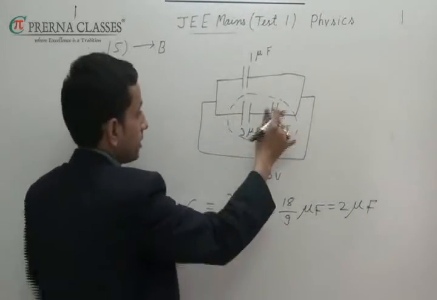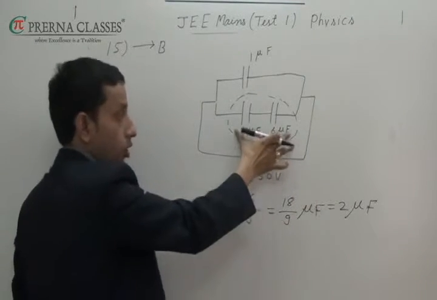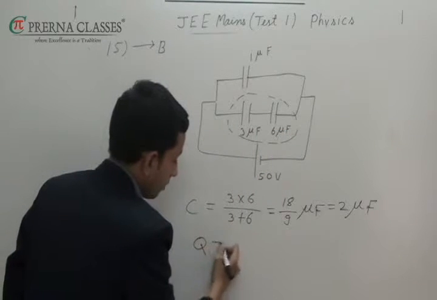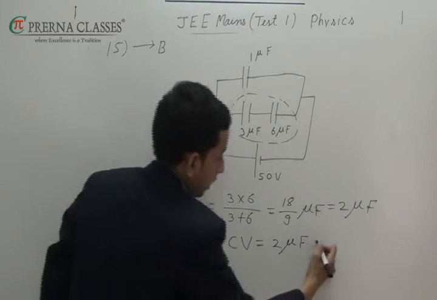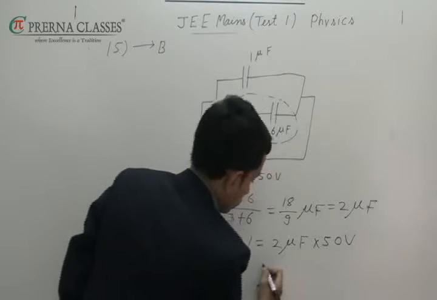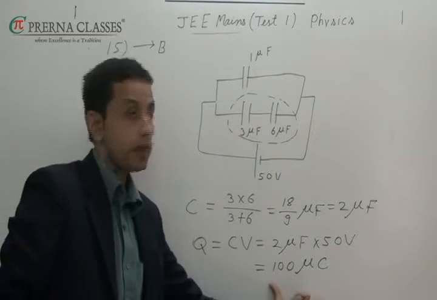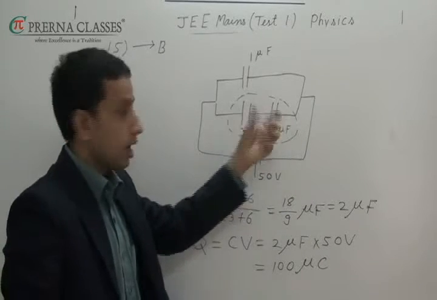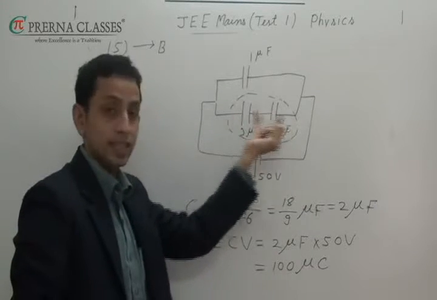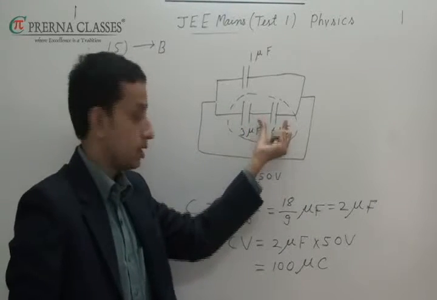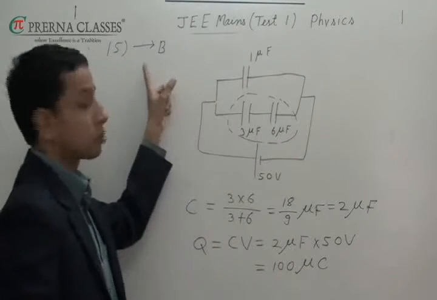Now this combined capacitor is connected with 50 volt. So charge accumulated on these two combined will be Q equal to CV, and C is 2 microfarad and V is 50 volt. So we are going to get 100 microcoulomb. 100 microcoulomb is the charge on both. Since they are in series, the 100 microcoulomb will reside on individual capacitors as well. Both will have the same charge, that will be 100 microcoulomb. So our answer will be 100 microcoulomb and the option will be B.